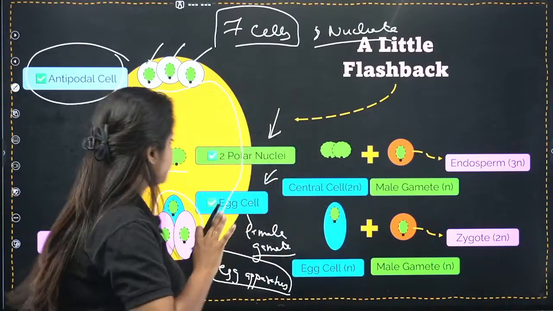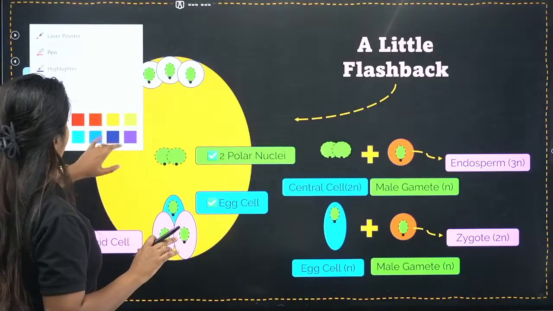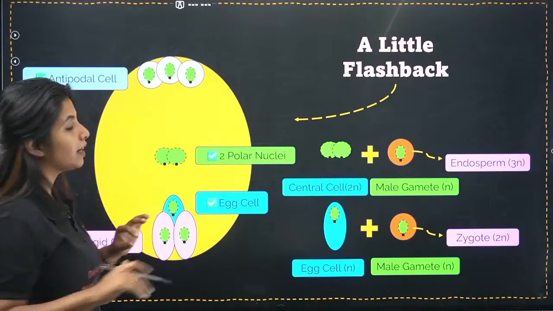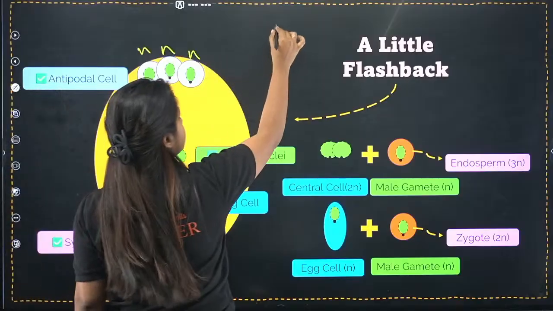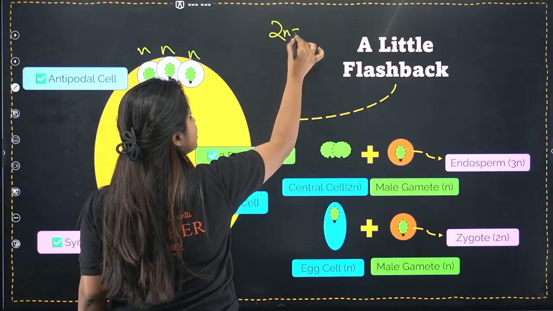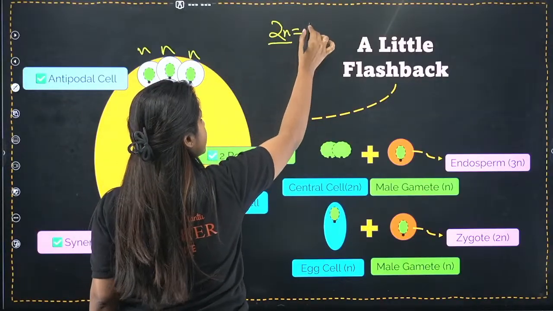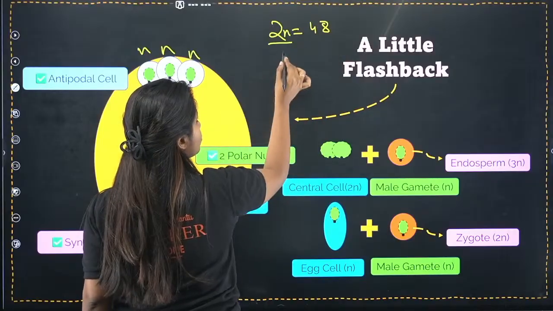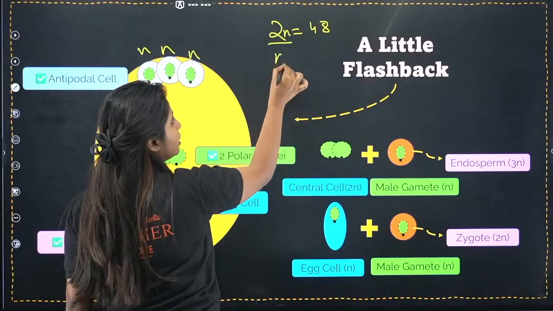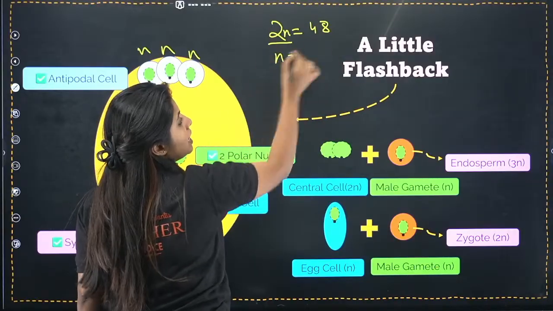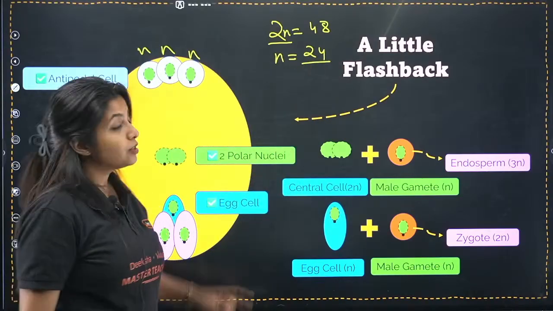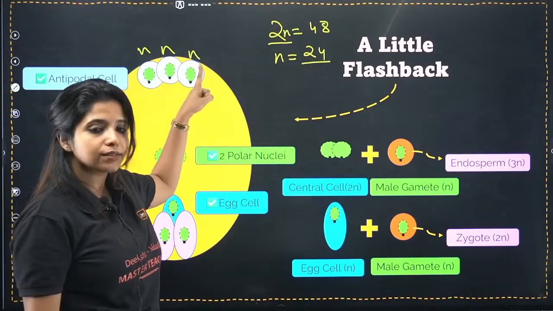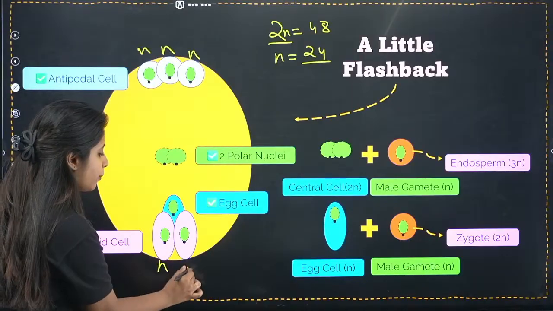Now, one more very important thing that I want to discuss over here is that all the cells that you see are haploid. That means if I say a normal cell in a plant is diploid in nature, or if I say that they have 48 chromosomes, then these cells that you see over here are haploid, half of it, and they will have only half the number of chromosomes. Cool. So this is haploid, this is haploid, this is haploid. What about them? They are also haploid.